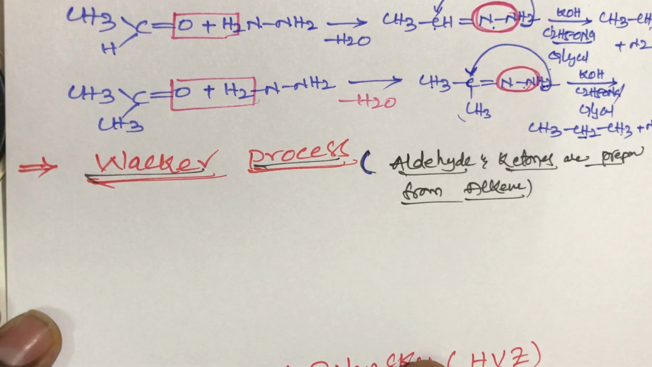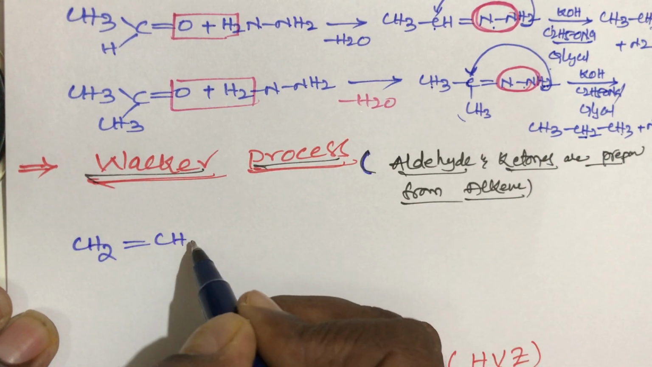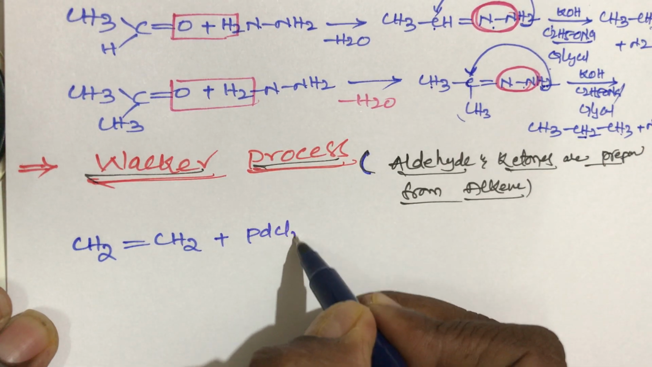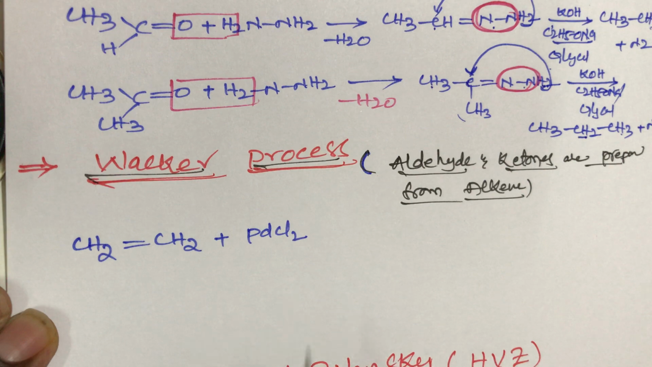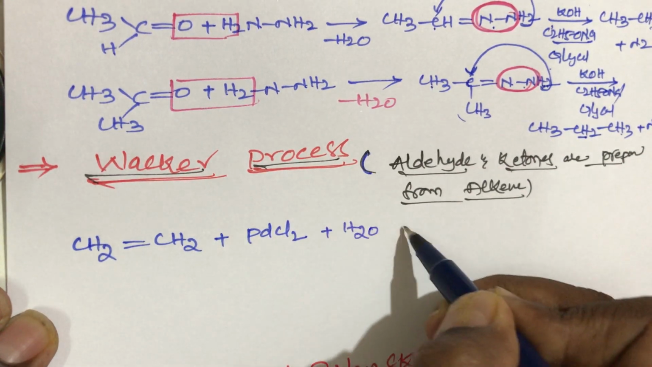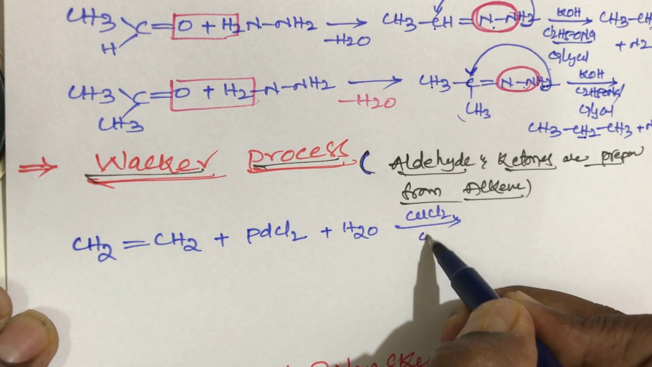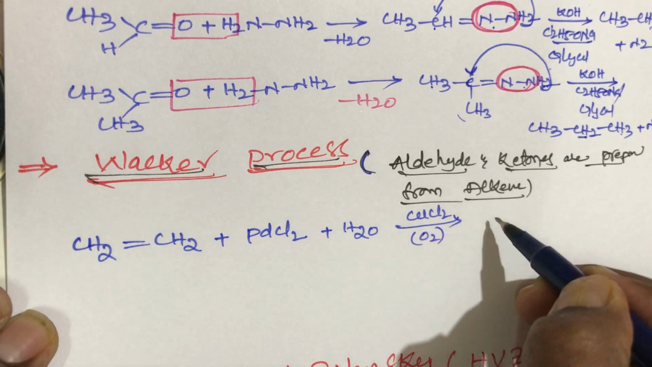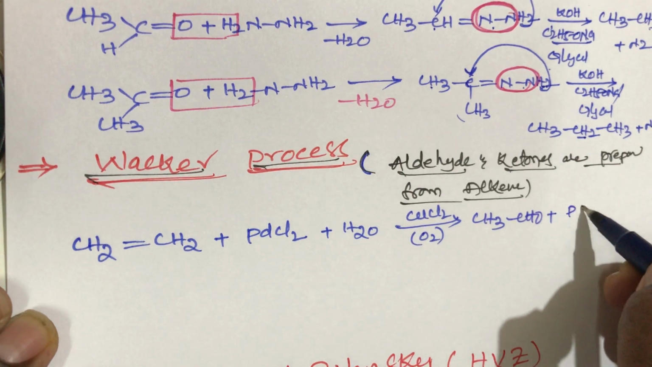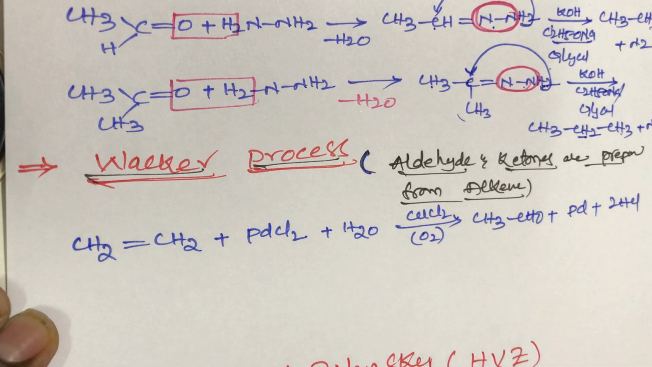Now take the example for aldehydes. When ethylene, CH2 double bond CH2, reacts with palladium chloride, PdCl2, plus water in the presence of cupric chloride, CuCl2, in the presence of air, we get acetaldehyde, CH3CHO, plus palladium plus hydrochloric acid. So this is also a preparation of acetaldehyde.